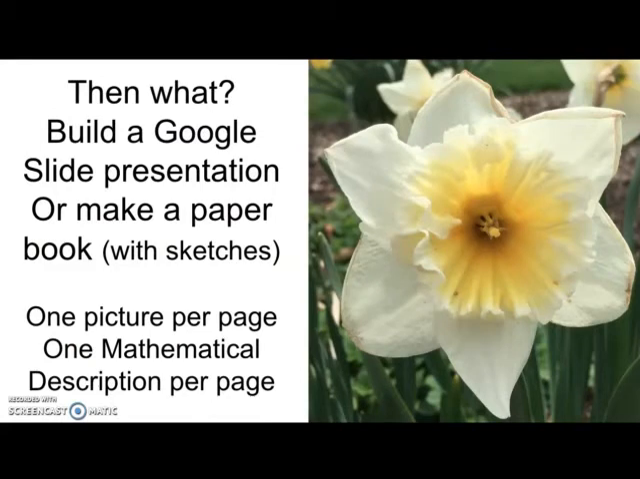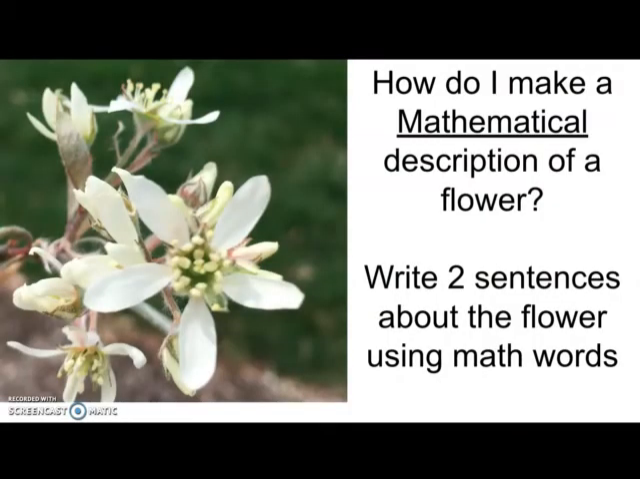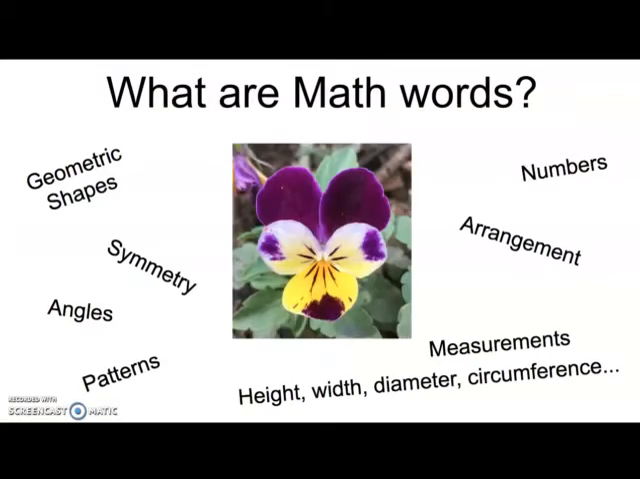Then what do we do? Well, we're going to build a Google slide presentation, or you can make a paper book with sketches in it. 1 picture per page, plus 1 mathematical description per page. How do I make a mathematical description of a flower? Well, you just need to write 2 sentences about the flower using math words. So you ask, what are math words?